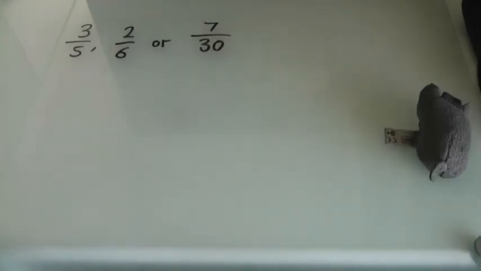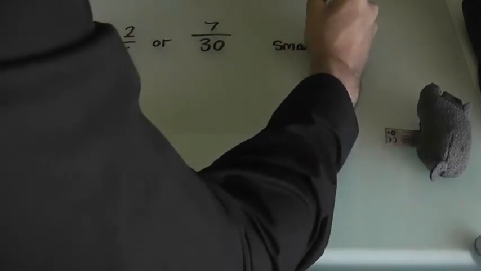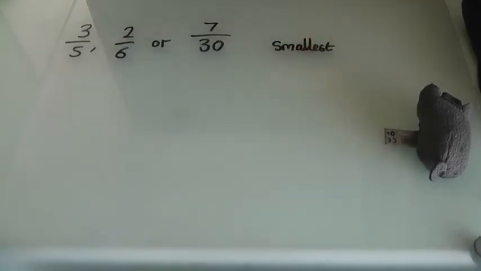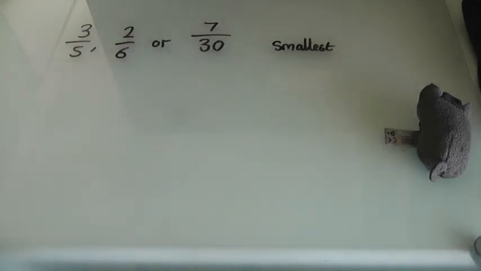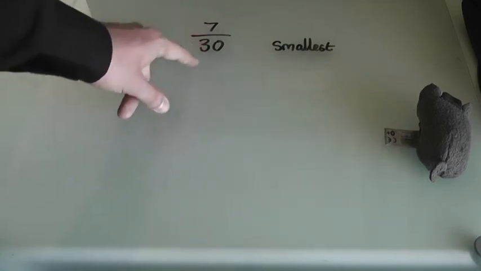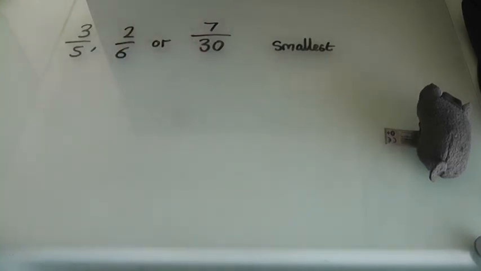So this is going to be your question to have a go at. You're going to try and find the smallest. Okay? So out of these fractions, you've got 3/5, 2/6 and 7/30. Okay, you've got to pretend that you're a detective. So just take it step by step. Remember, you need to get all the denominators the same first. Okay, whatever you do to the bottom, you do to the top, and then you can compare your fractions. We'll go through the answer in a minute. So it's 3/5, 2/6 or 7/30. Which one is the smallest?